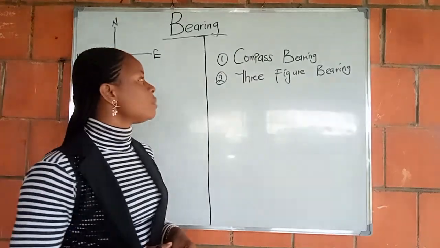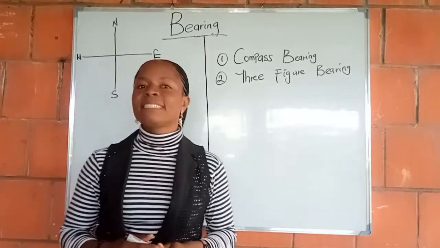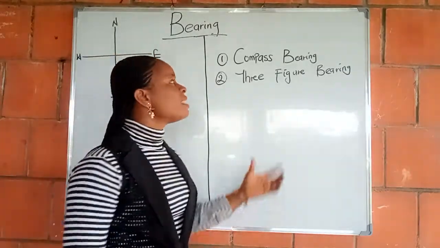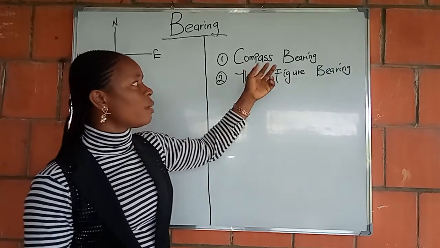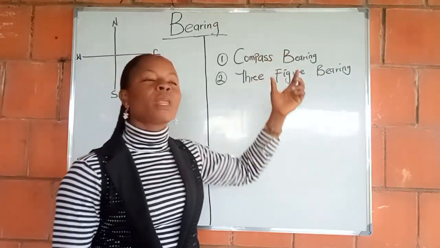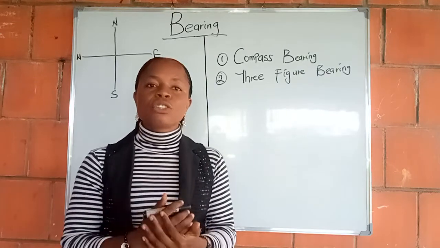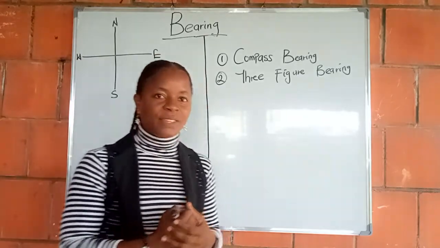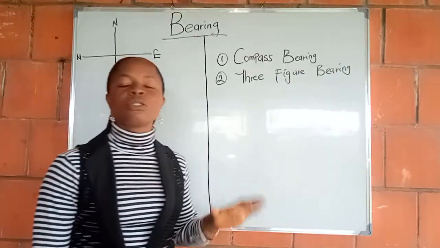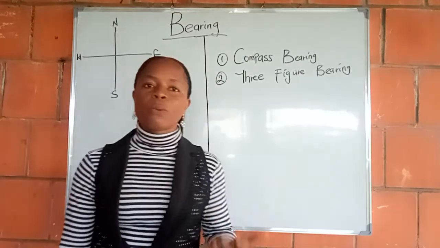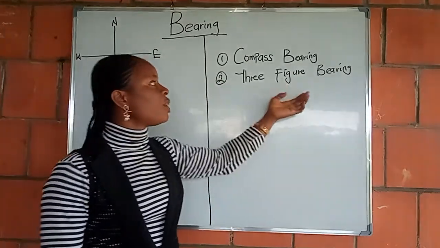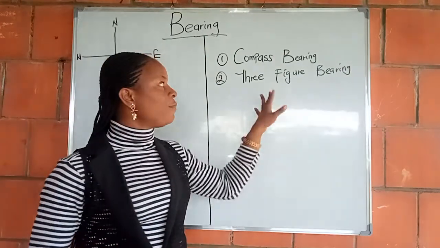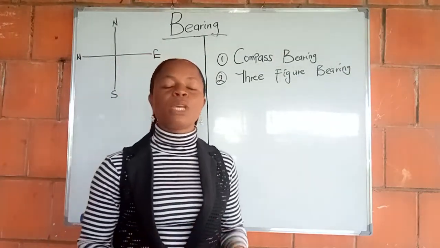Without much time, I will explain what compass bearing is. Remember, I said that it's very important because it helps us to dictate our left from our right. But there is this important emphasis whenever compass bearing is mentioned. Compass bearing takes its measures from both the North Pole and the South Pole. Then the three-figure bearing takes its measures only from the North Pole.